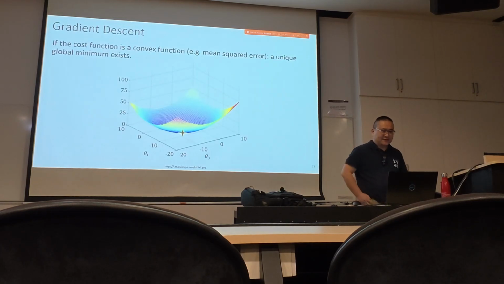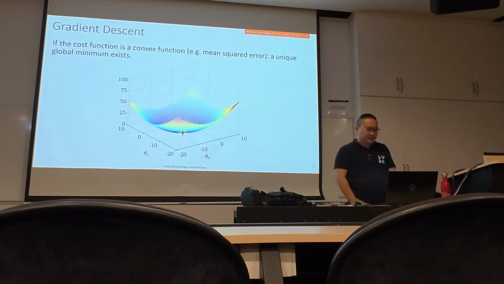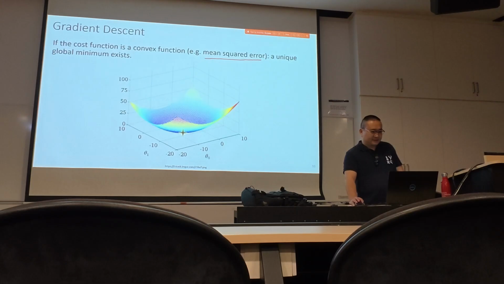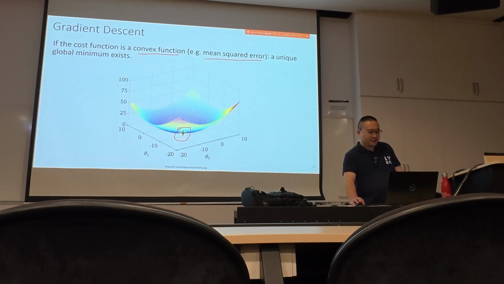Also, what we have just discussed is for some specific cost functions like mean squared error, where we have a very beautiful theory behind it. For such a cost function, it's guaranteed that the function is a convex function, so we have a single global minimum. Therefore, for such simple functions, when we do gradient descent, it's guaranteed that we can reach the global minimum at the end.